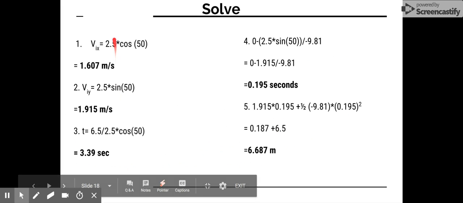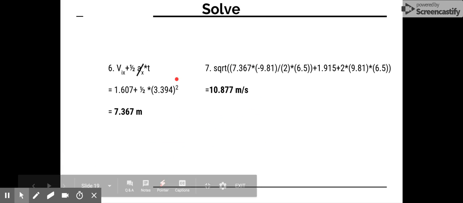And the solve is pretty self-explanatory. You just need to plug in the numbers to get your final answers.